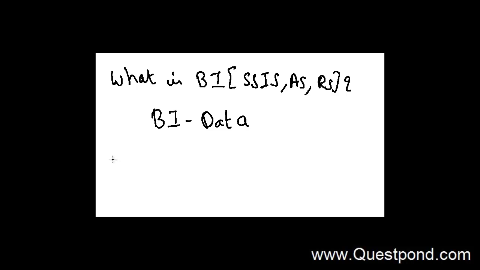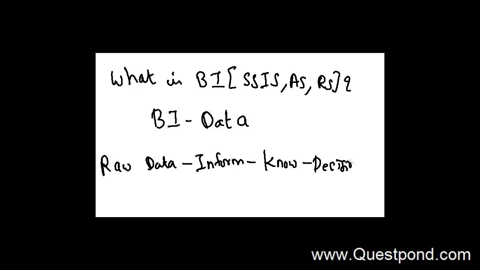You can think about it like this: you have raw data. From the raw data, you gather information. From the information, you convert it to knowledge. And from knowledge, you make good decisions. And by those decisions, you make profits or you make money. So at the end of the day, business intelligence is all about converting your raw data into information and using that information for better decision making and for better profits.